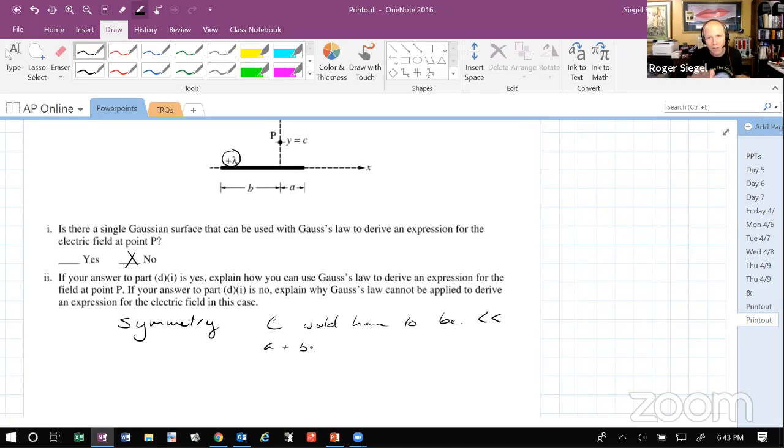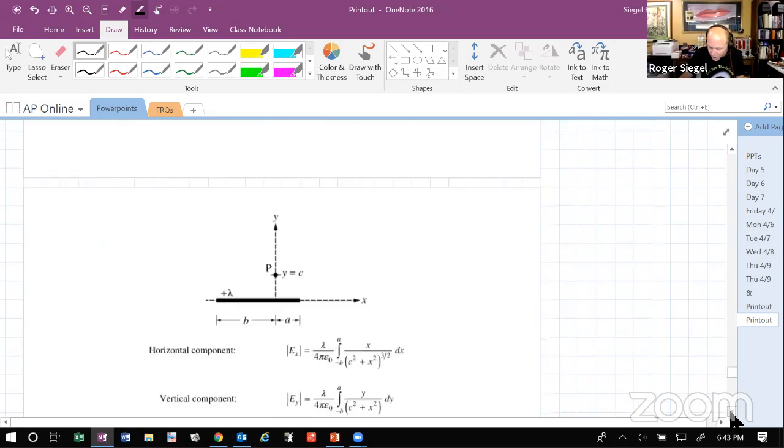When they tell you to ignore the edge effects, it means you can kind of fudge on the lack of symmetry. They're saying, don't worry about the lack of symmetry. Go ahead and use Gauss's law. But in this problem, the lack of symmetry is a signal for us to not use Gauss's law.